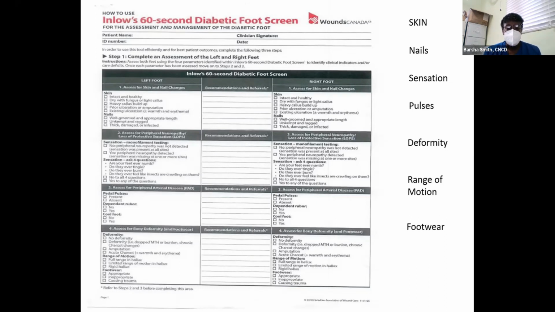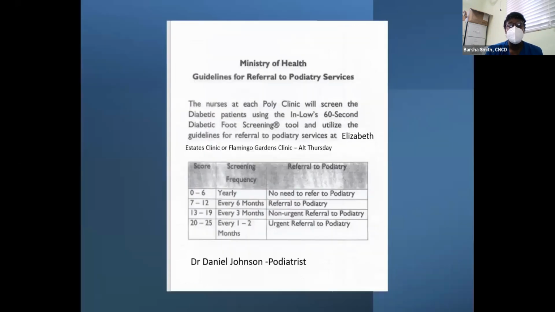And of course, the last area that we would look at is the type of shoes that they're wearing, because the type of shoes that they wear can put them at greater risk for developing ulcers, which can later lead to amputation. Once they have had the foot assessment, they are then referred to the podiatrist. And presently, Dr. Danny Johnson is the podiatrist that works with us. Podiatry clinic is held at Elizabeth Estates Clinic and at Flamingo Gardens Clinic every other Thursday.